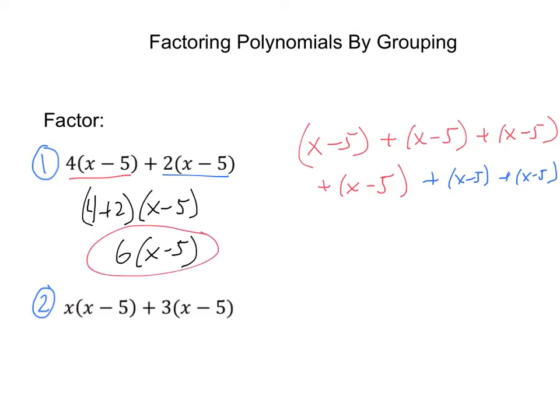This one down here is the same kind of idea, except we don't know exactly how many groups of x minus 5 we have here. We have x groups of x minus 5, and we're adding 3 more groups of x minus 5. So the total number of groups we have of x minus 5 in this case is x plus 3. So x plus 3 groups of x minus 5.